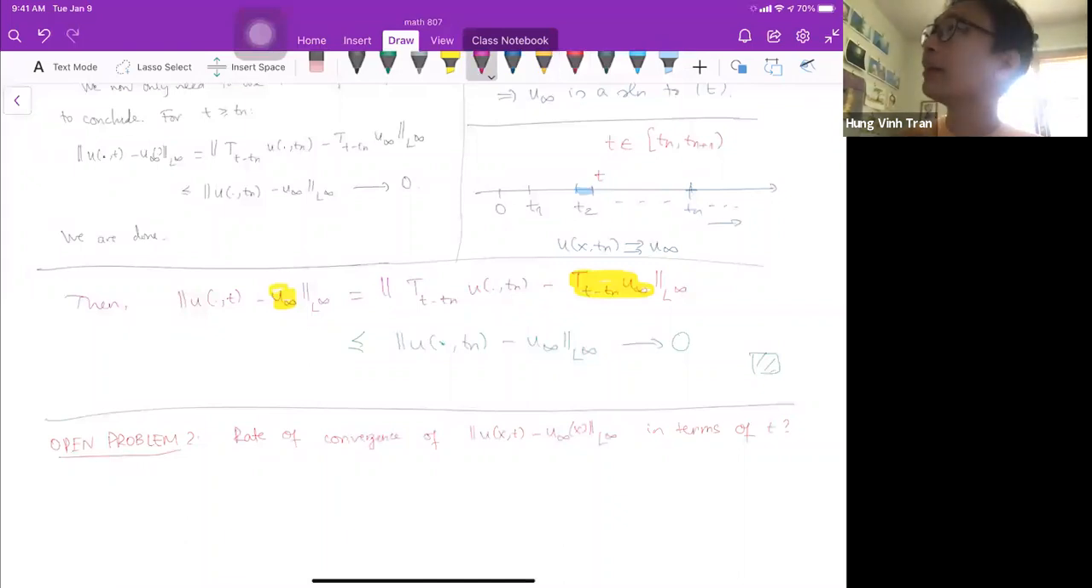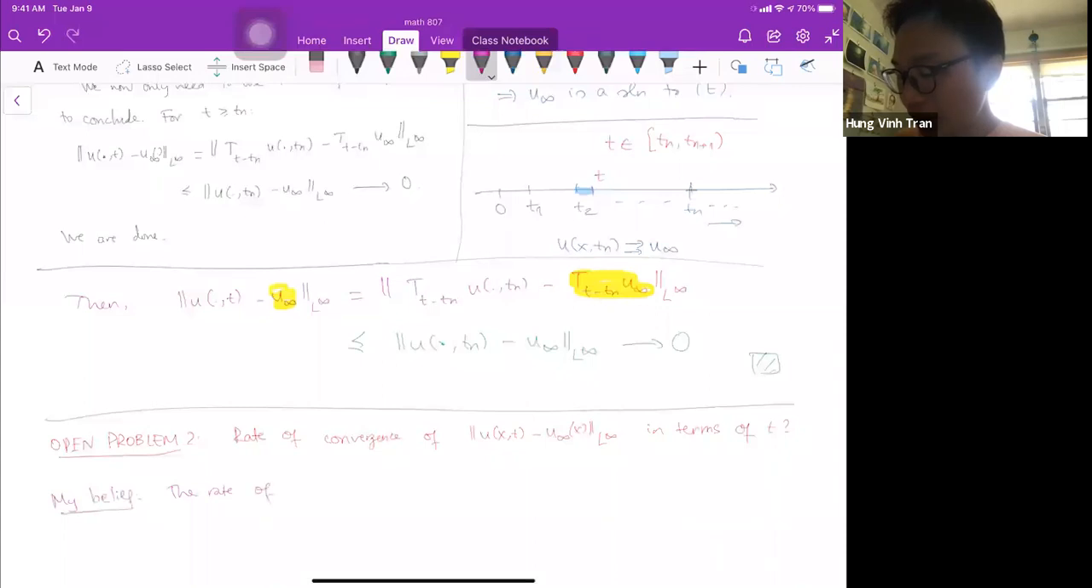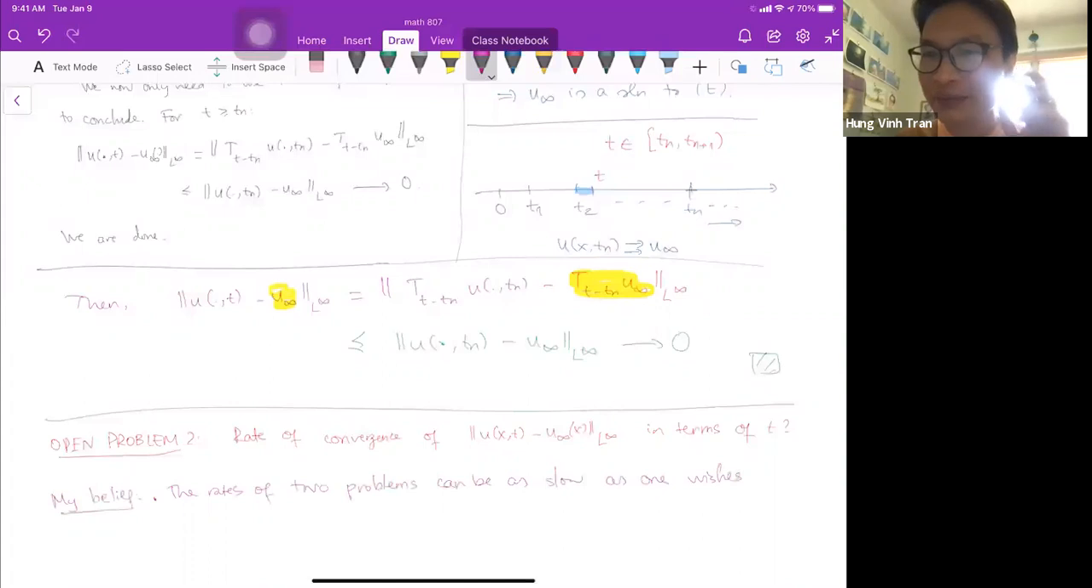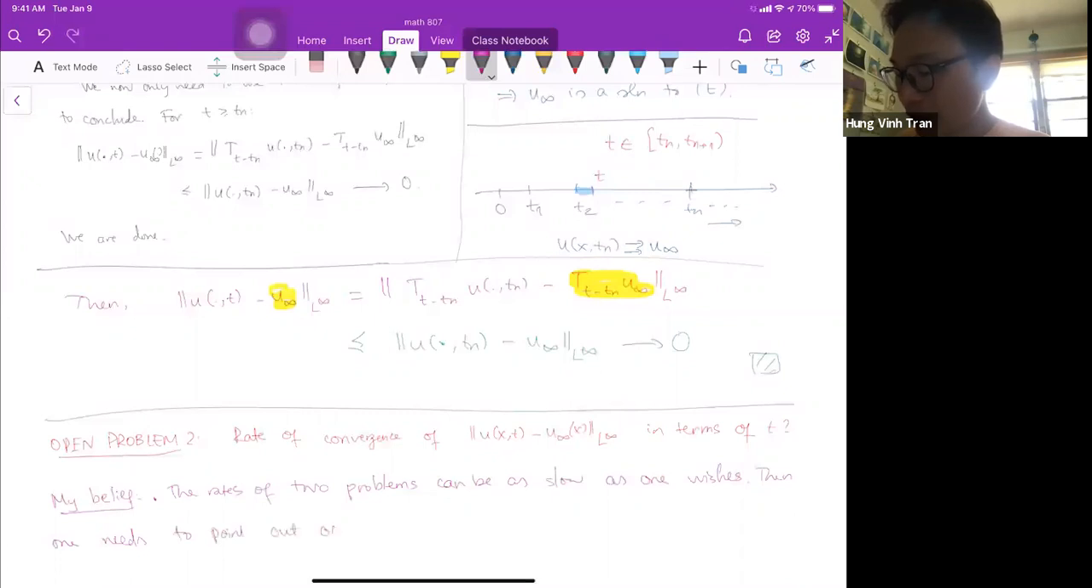And let me tell you my belief. Maybe I'm not yet detailed enough, or I haven't thought too carefully, but my belief is that the rate of these two problems can be as low as one wishes. So the convergence rate can be really slow if things are not nicely mixing. But then one needs to point out a good set of really interesting examples to answer those questions, right?